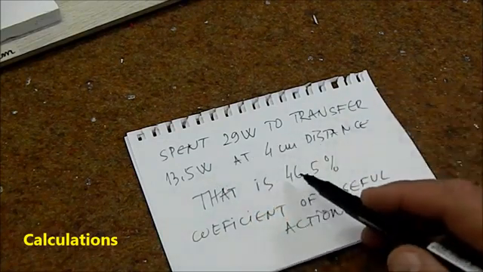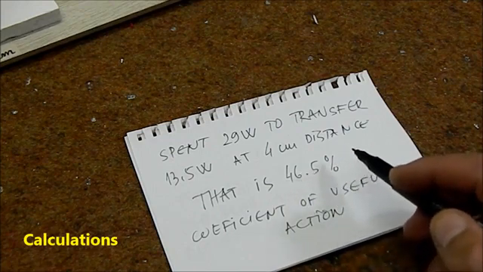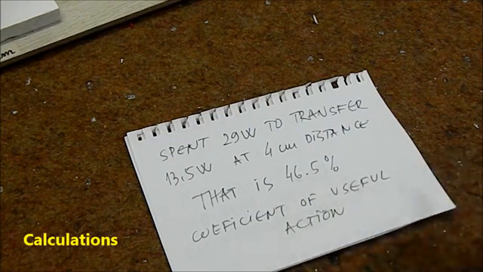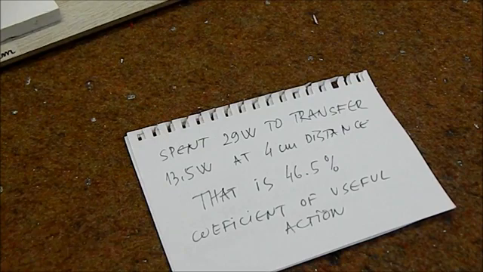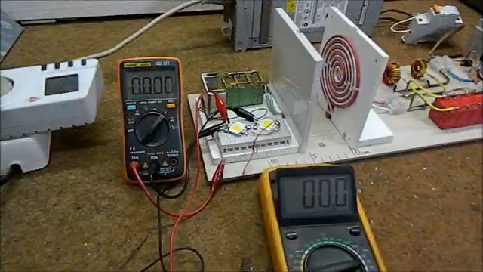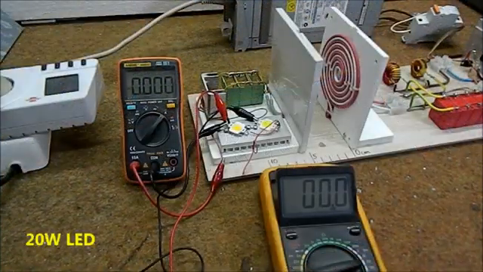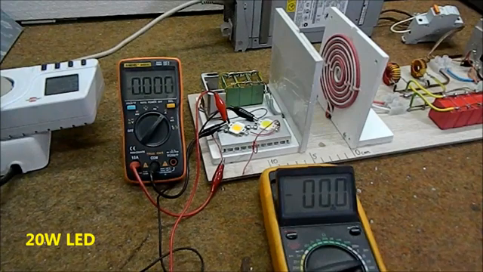That is 46.5% coefficient of useful action. That is a good result achieved at home. Now let's repeat the same experiment but with 20 watts and smaller distance.